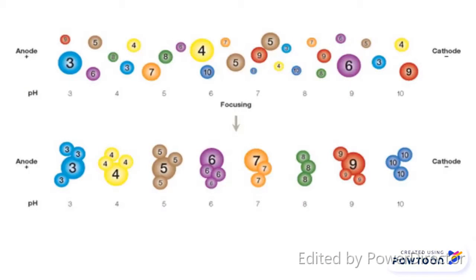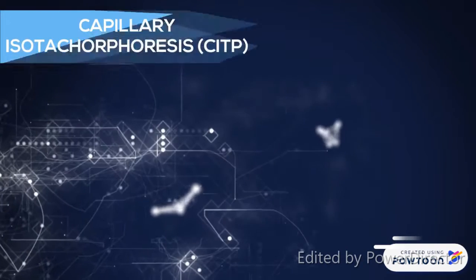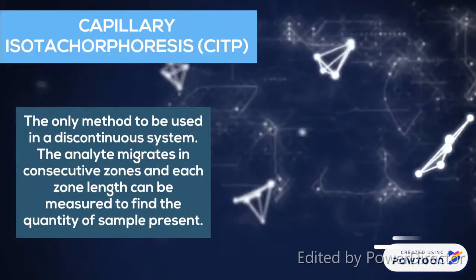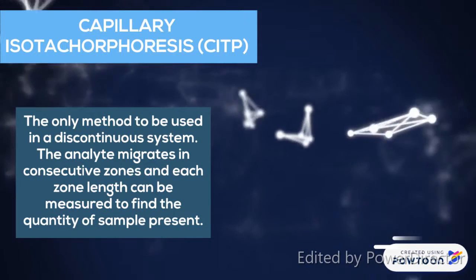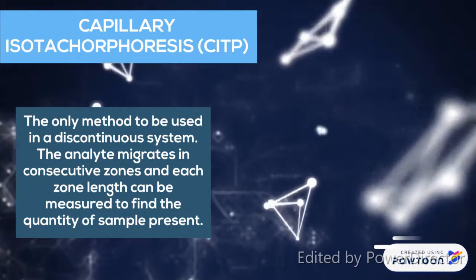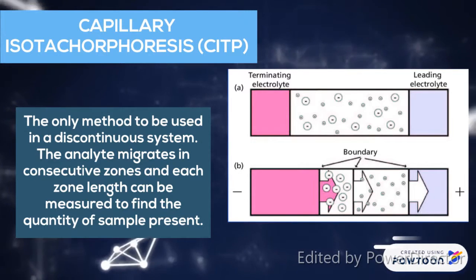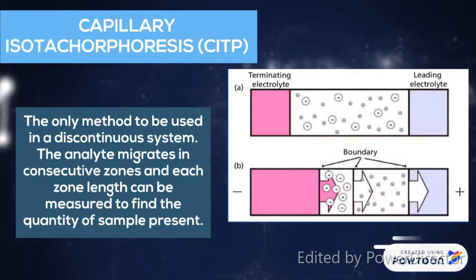This is a closer look at CIEF. Capillary isotachophoresis, CITP, is the only method to be used in a discontinuous system. The analyte migrates in consecutive zones, and each zone length can be measured to find the quantity of sample present.